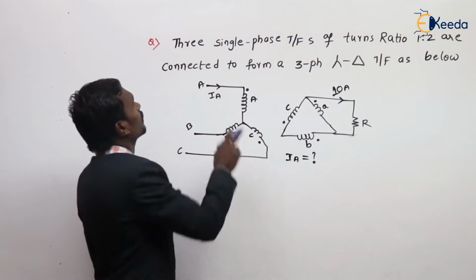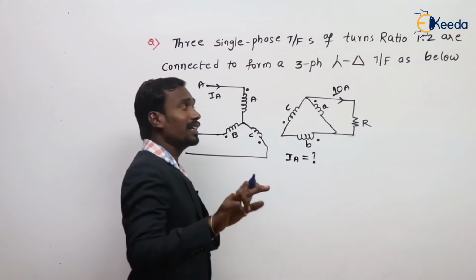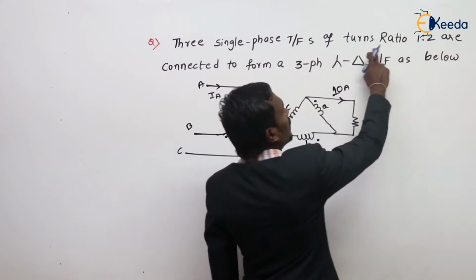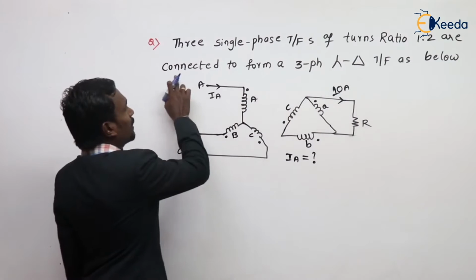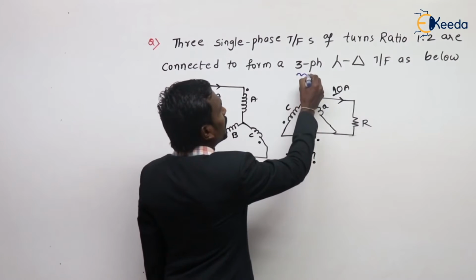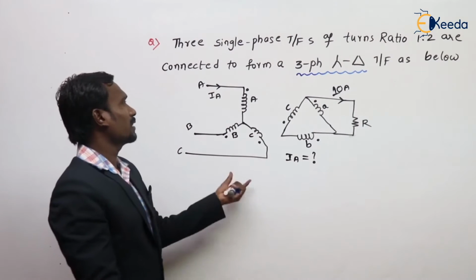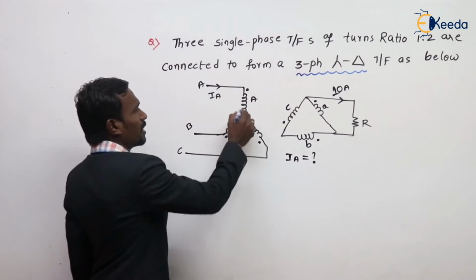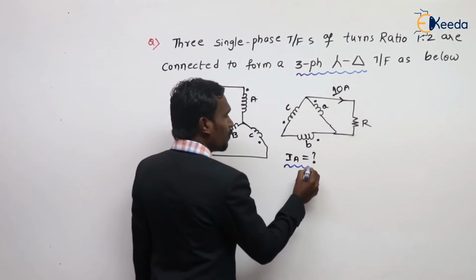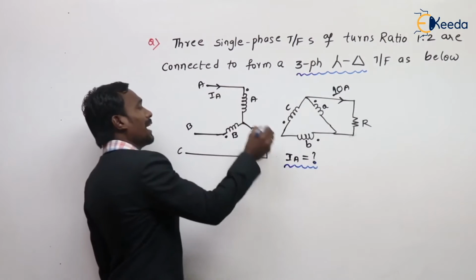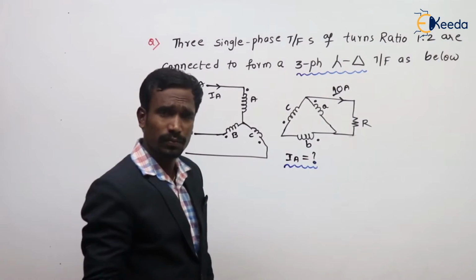Let's see the question. Three single phase transformers of turns ratio 1:2 are connected to form a three-phase star delta transformer as below, like this. This is a star connection and this is a delta connection. And then they are asking to find the IA value. Find the IA. IA is equal to how much?